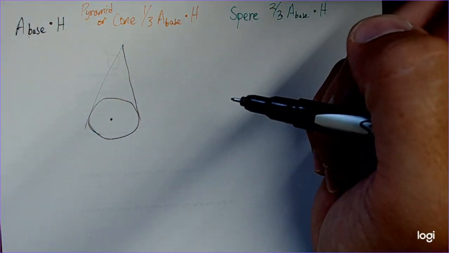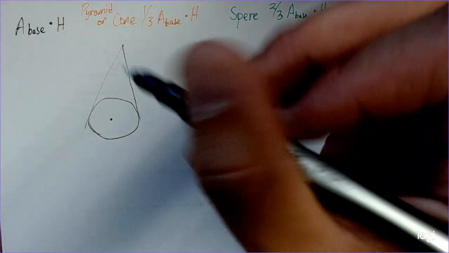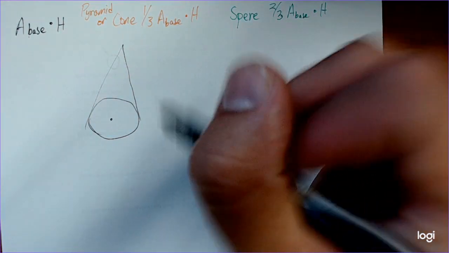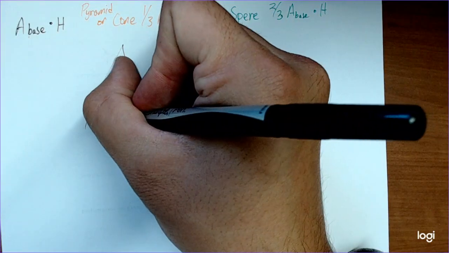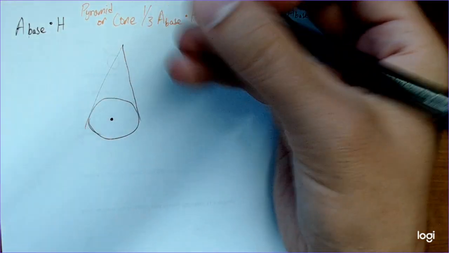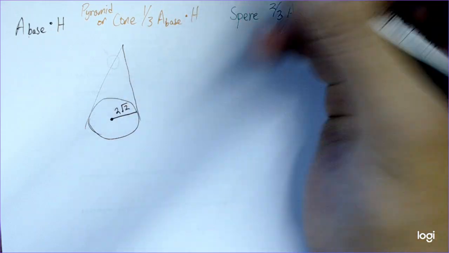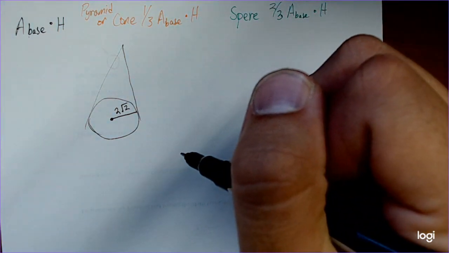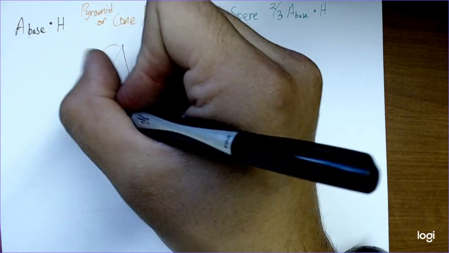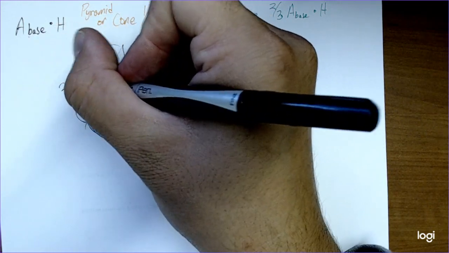Okay, so they told me to find the volume. The base has a radius of 2√2 meters. So when they say the base has the radius, we know the base is going to be the shape of a circle, and the radius is 2√2 meters. Cool. Now they also tell me the height of the cone is 2 meters.